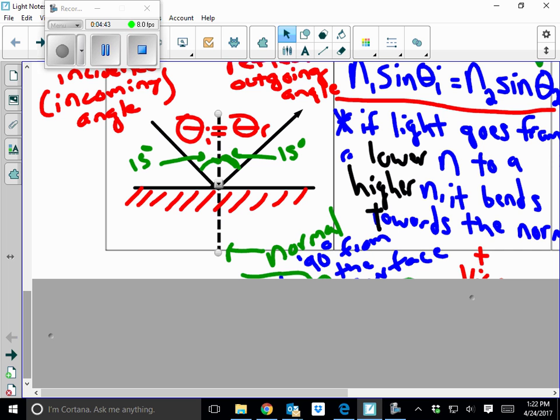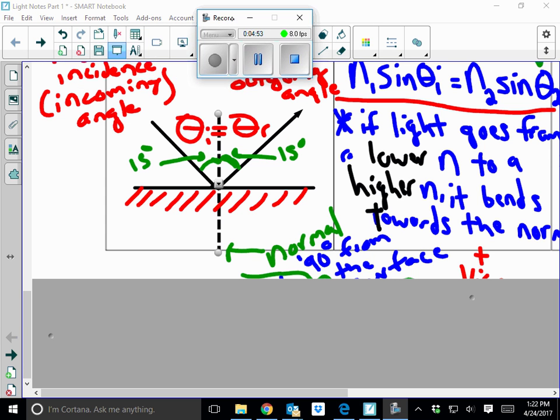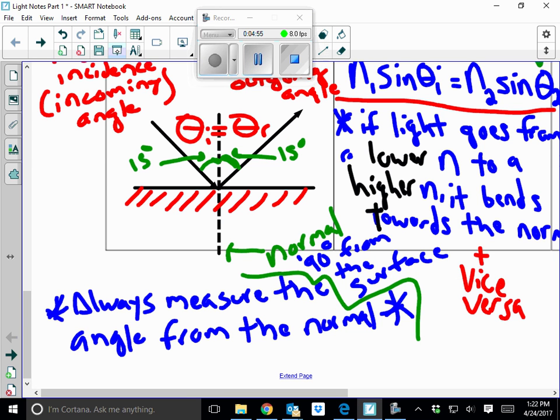When we are determining angles, we always measure an angle next to the normal, or with respect to the normal. So when I measure my incoming angle, I measure it between the incoming ray and the normal. I never measure it with respect to the surface of the material. So that's why I put in blue quotation marks, always measure the angle from the normal.